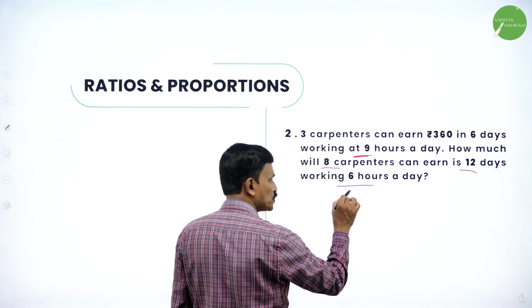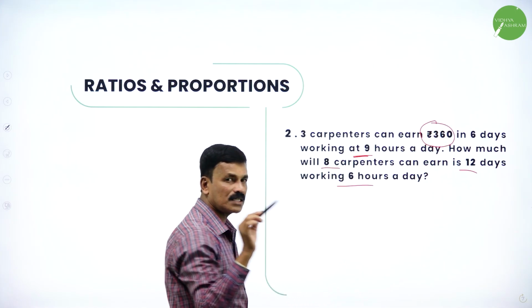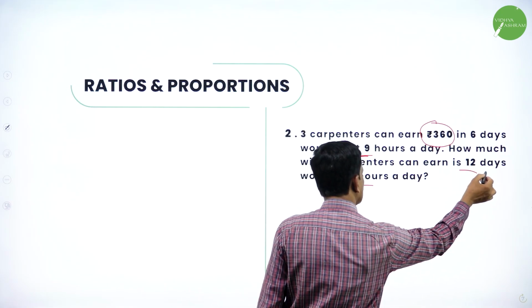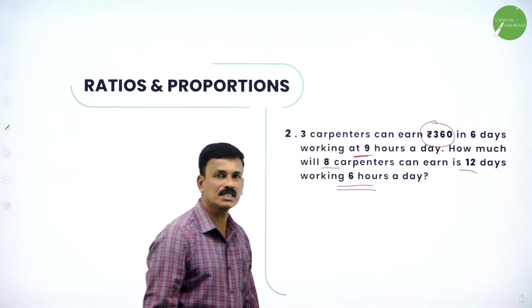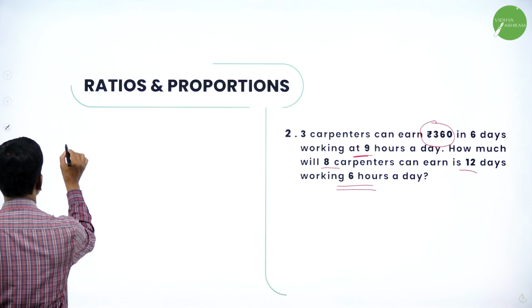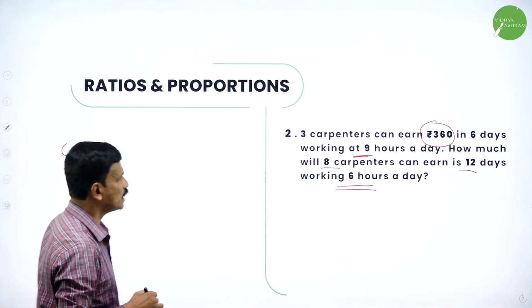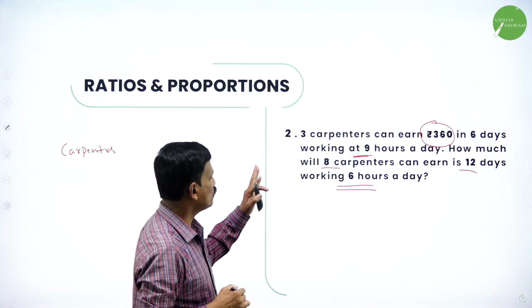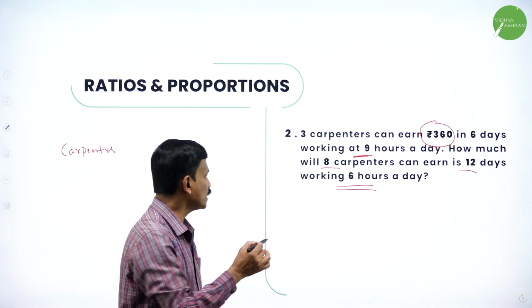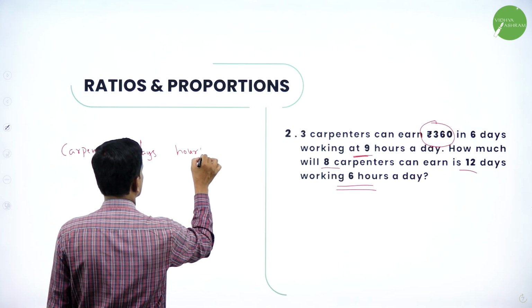Similarly, how much amount is to be determined? What is to find here is the amount. Here 360 is given. Here we have to calculate the amount. Condition: 8 carpenters can earn in 12 days, working 6 hours per day. This is a very important problem for 3 marks, right? Now, first write down carpenters. Then, second, the number of days, the hours and the earning. Write down the days, hours and earning.